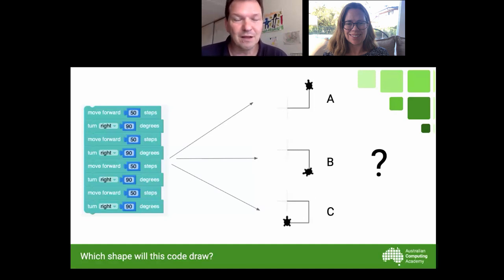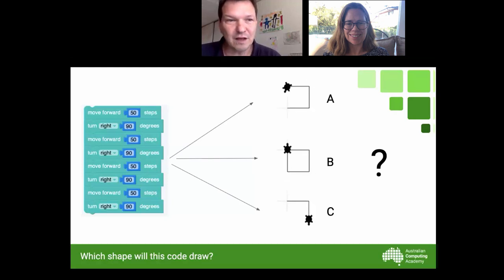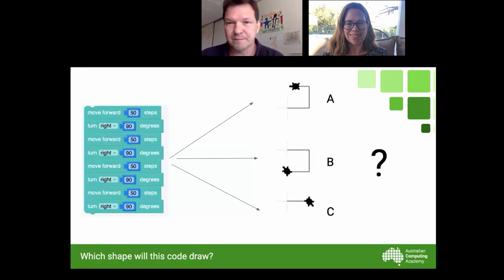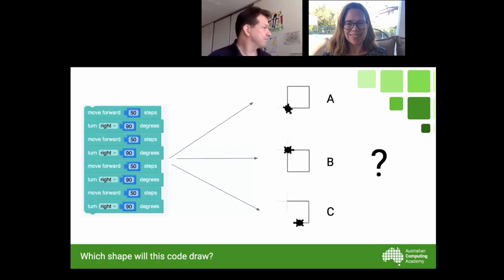Okay, so again, when you look at the code here, what is the result? Moving, turning, moving, turning, moving, turning, moving, turning. Would it be A, B, or C? And a little hint, watch out in which direction we are turning. Are we turning right or are we turning left?